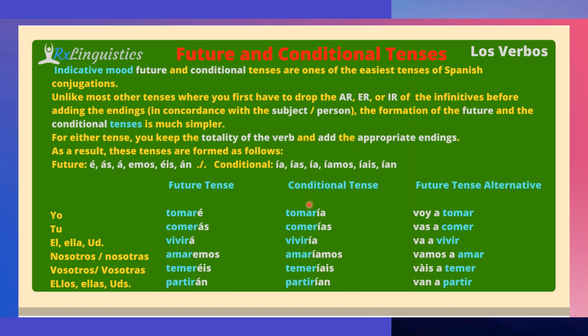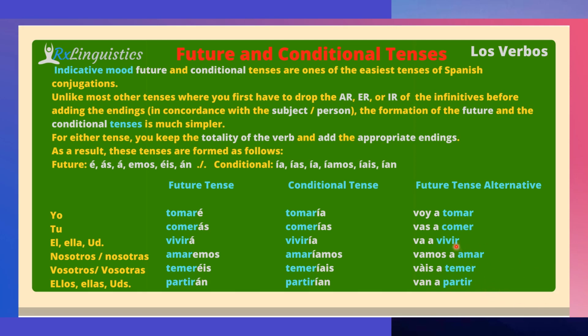So now, sometimes it's just easier to use the alternative to the future tense. So instead of conjugating the verb tomar and having tomaré or tomarás and all that, you just have voy a tomar, vas a comer, va a vivir, vamos a amar, vais a temer, and van a partir.